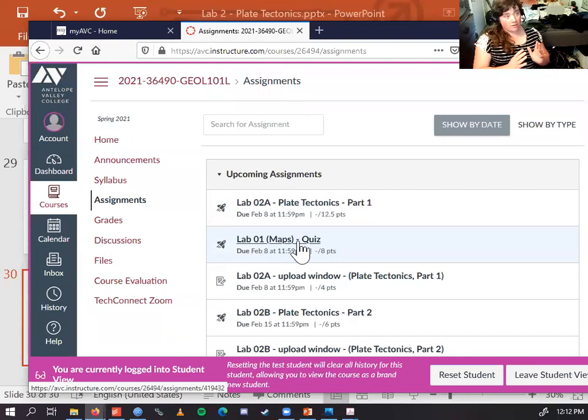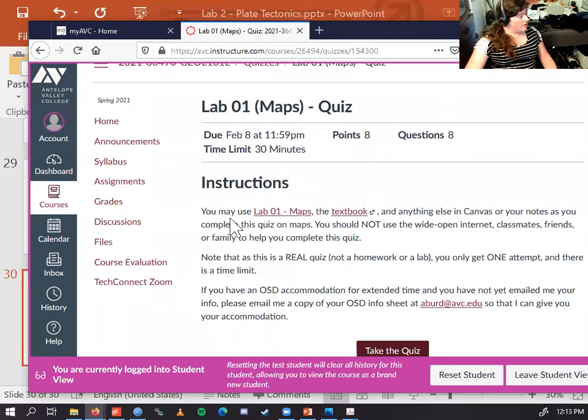There is one based on the material we covered last week for the Maps lab that is due next Monday at 11:59 p.m. So that's a short quiz that you have a 30-minute time limit for, and you are completely able to look. You can absolutely reference the Maps lab while taking it. You can use Lab 01 as well as the textbook or stuff in Canvas. You're not really supposed to talk to your friends about it, but it's just a check: have you retained the basic stuff we covered last week?